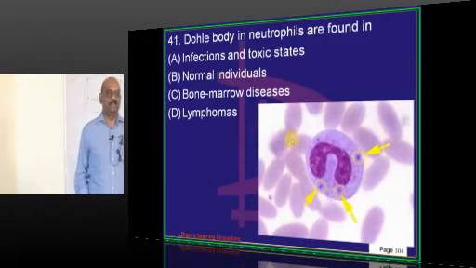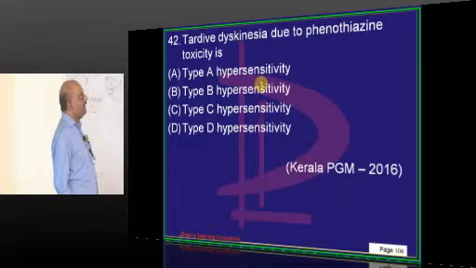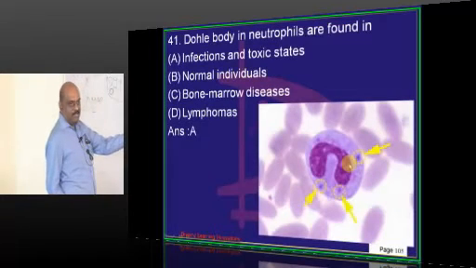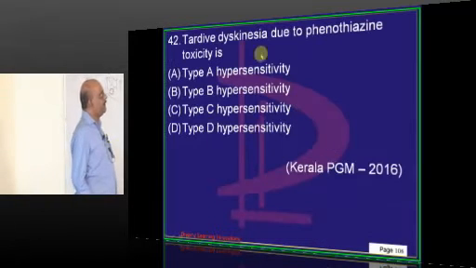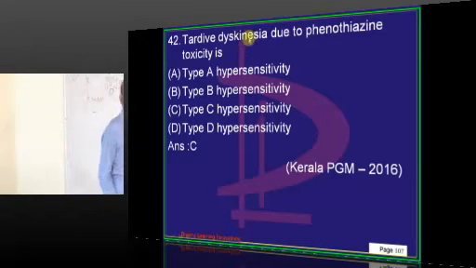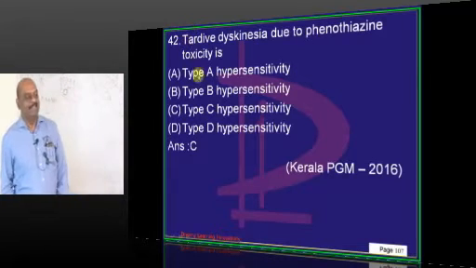Dohle bodies are typically seen in case of infections and toxic states. But our NBEPG guy will give real Dohle body and ask where do you find them tomorrow in the state entrance. Tardive dyskinesia, put it in illogical, quickly put it.